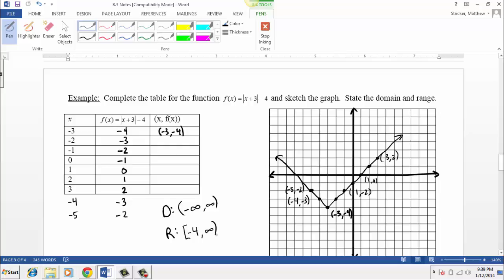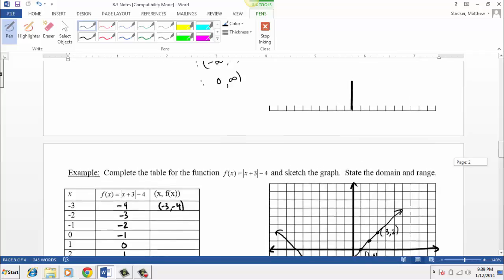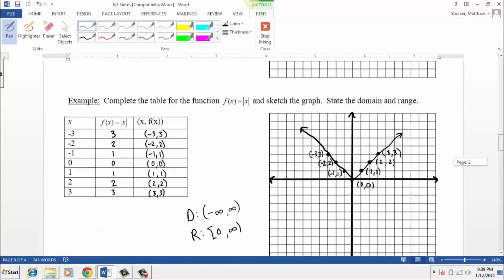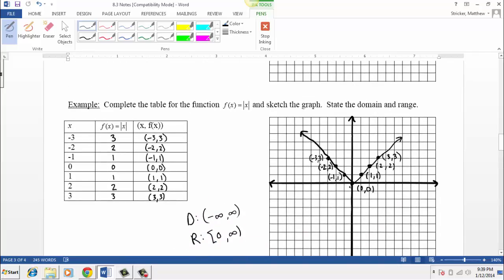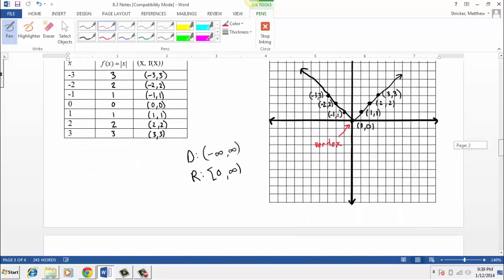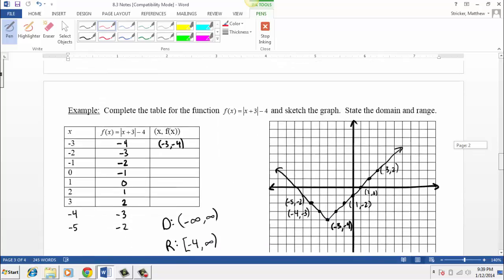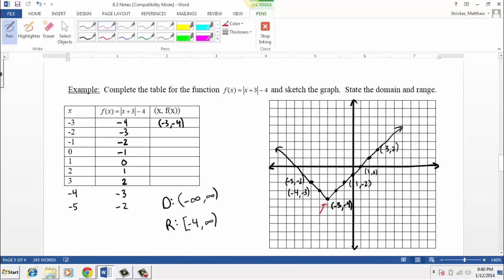Now I already mentioned this graph in comparison to the last one is different. It's the same shape, it's the V shape, but this one, if you will, starts here at 0, 0. In fact, we call that point right there, it has a special name, it's called the vertex. Well, in this graph the vertex is at 0, 0. In this graph the vertex is at negative 3, negative 4.